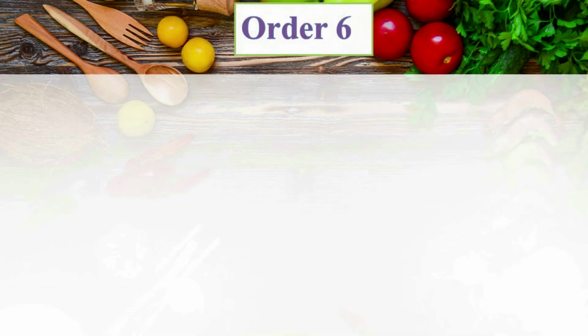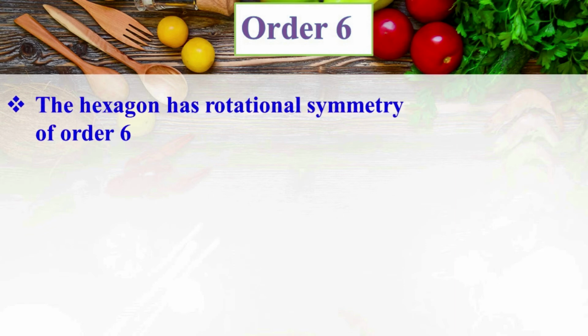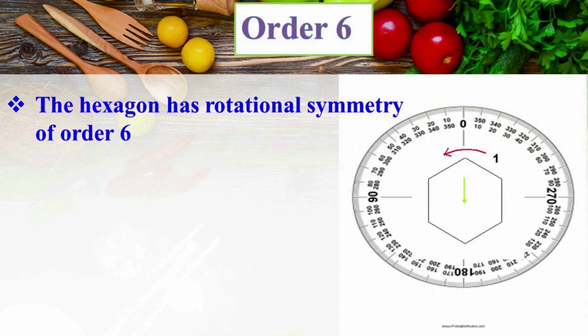Order 6. I hope you may guess the shape. Yes, a regular polygon with 6 sides is a hexagon. A regular polygon hexagon has order 6, because the order of rotational symmetry of a regular polygon is equal to the number of sides of the regular polygon. So, the hexagon has rotational symmetry of order 6. This is the hexagon. On one full rotation, you get the same shape 6 times. You can check it by rotating the shape.